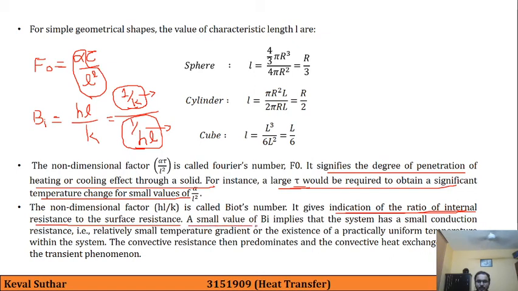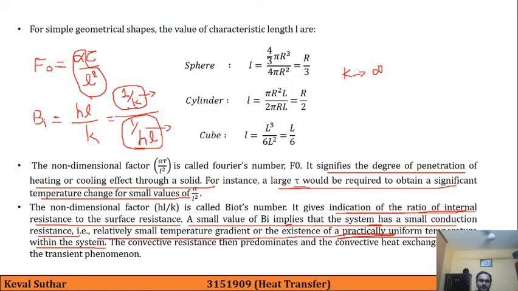A small value of Bi, that is Biot number, implies that the system has small conduction resistance. So here, if Bi is small, then 1 upon K is small, so the conduction resistance is small. That is the relative smaller temperature gradient or existence of practically uniform temperature within the system. This indicates the condition of K tends to infinity.